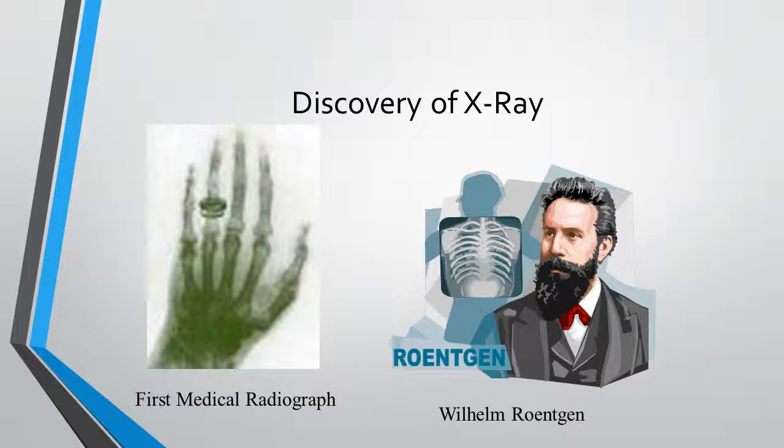So let's first discuss the discovery of X-ray. In 1895, Wilhelm Röntgen announced the discovery of X-ray. The very first medical radiograph was an image taken of his wife's hand. In 1896, the first cases of somatic damage caused by ionizing radiation were reported in Europe.